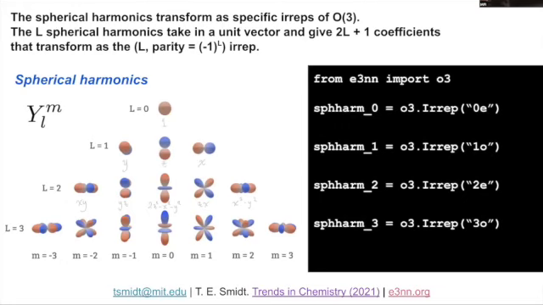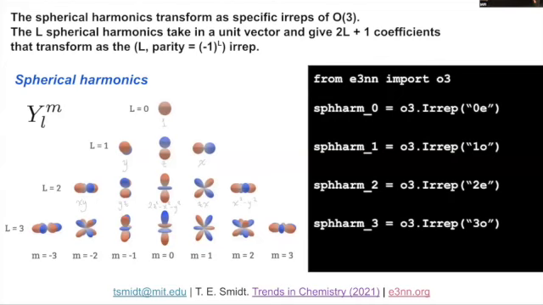Why are we using the spherical harmonics? We use these spherical harmonics, first of all, because they turn out to be what's called the basis functions of the irreducible representations of SO3. Well, it's a bit of a mouthful. In other words, spherical harmonics transform as specific irreps.